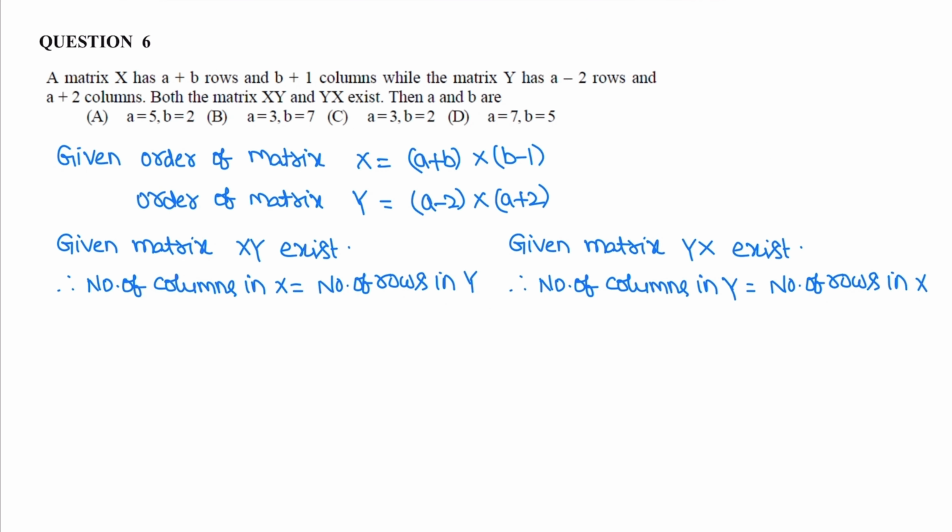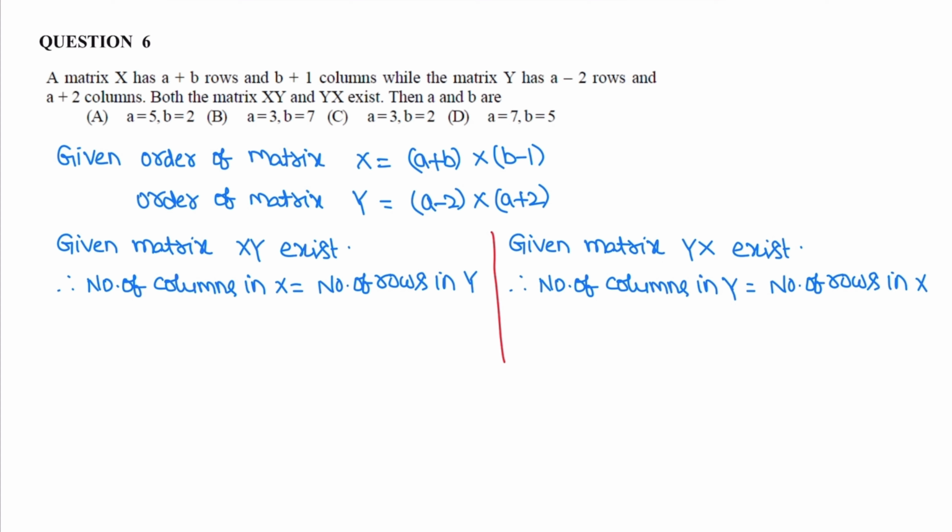Question number 6. A matrix has matrix X. The number of rows in matrix X is a plus b and the number of columns is b minus 1. Similarly, matrix Y has a minus 2 rows and a plus 2 columns. Given that the matrix xy exists, also the matrix yx exists. If a matrix multiplication product exists, it means the number of columns in the first matrix is equal to the number of rows in the second matrix. Number of columns in matrix x is equal to number of rows in matrix y.